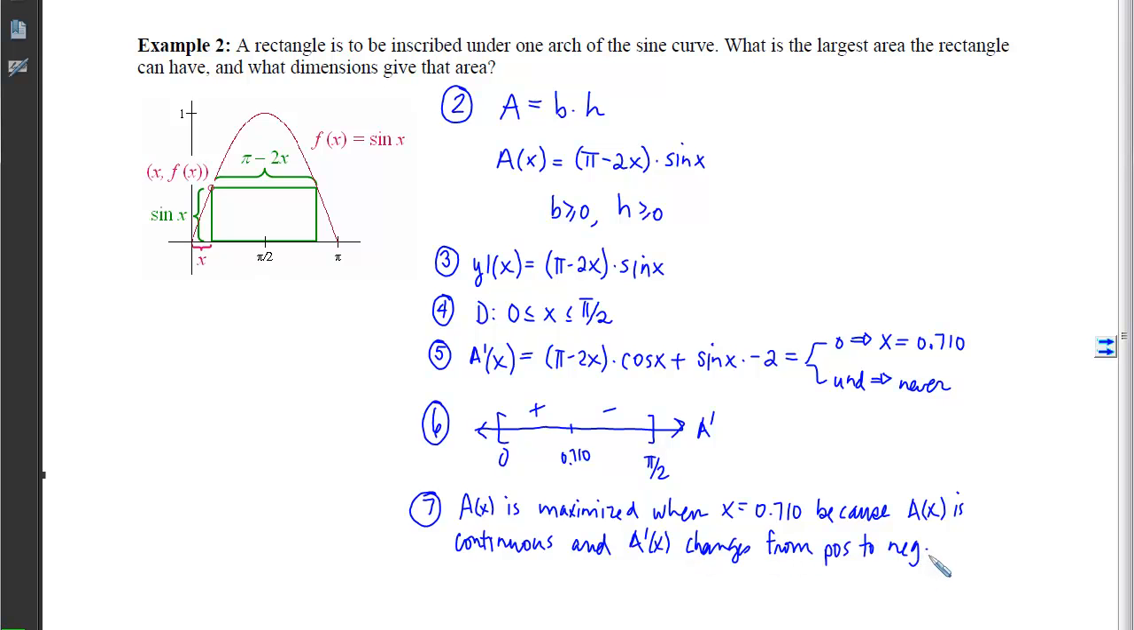Now the issue is that we have not yet answered all of the questions. We've gone through the steps. We have the calculus to justify where we have a max, but we haven't answered what the largest area is, nor have we said what the dimensions are.